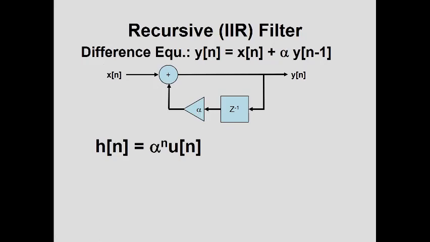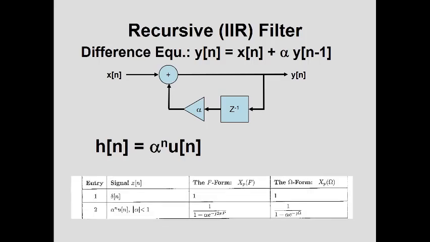We derived that its unit sample response is alpha to the n u of n. If we then wanted to know what is the discrete time Fourier transform of h of n, what is the frequency response of this system? We've done that analytically with the equation.